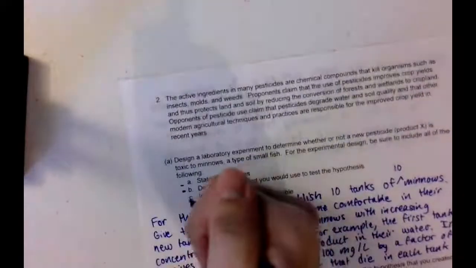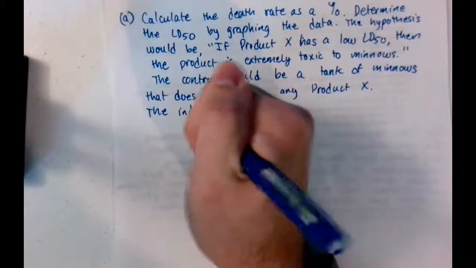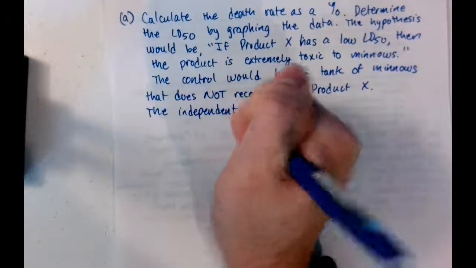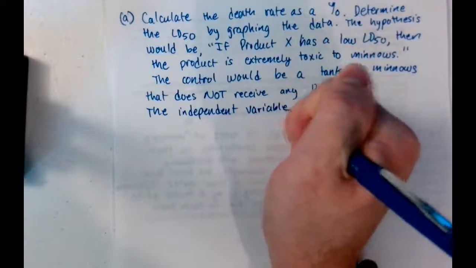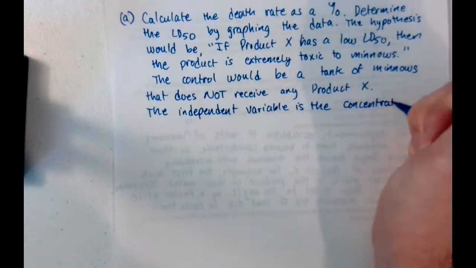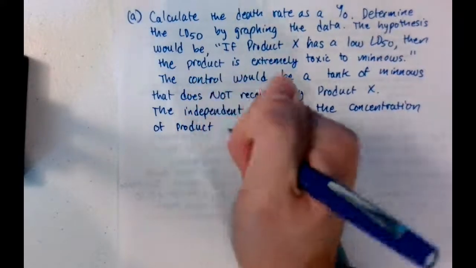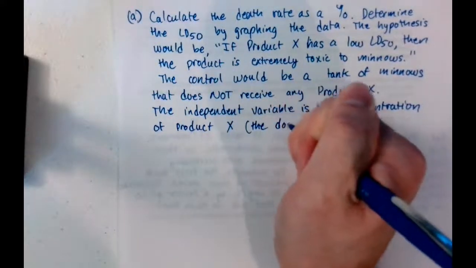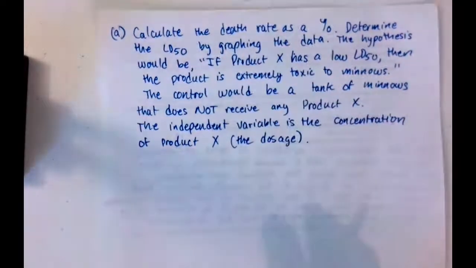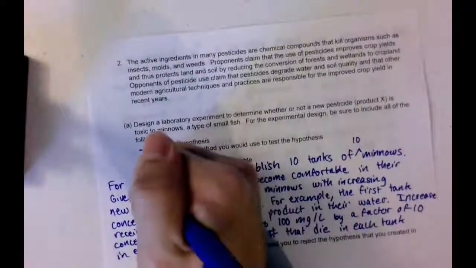Alright, so we did that. We identified the control, and now we need to identify the independent variable. The independent variable is the concentration of product X, or the dosage. I know this one seems like a lot, but you're having to just generally create an experiment, and then you're having to give all these things that they want.